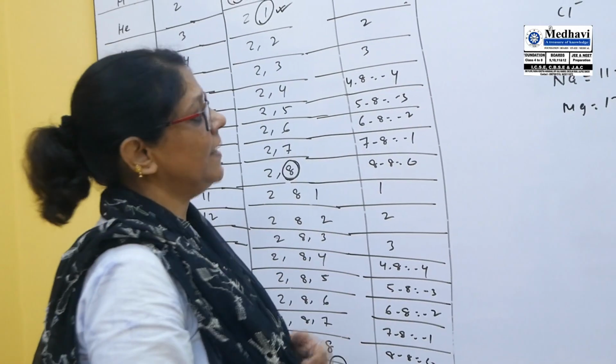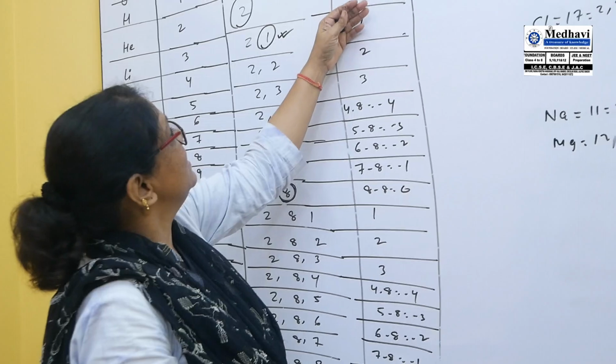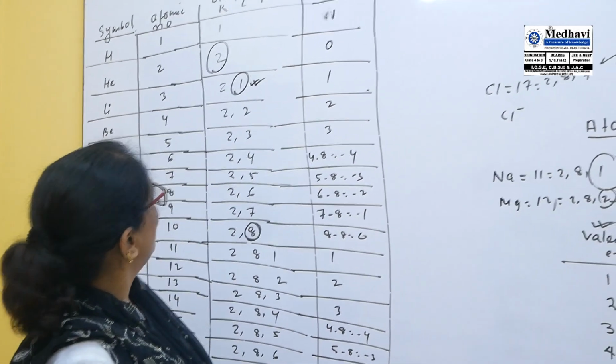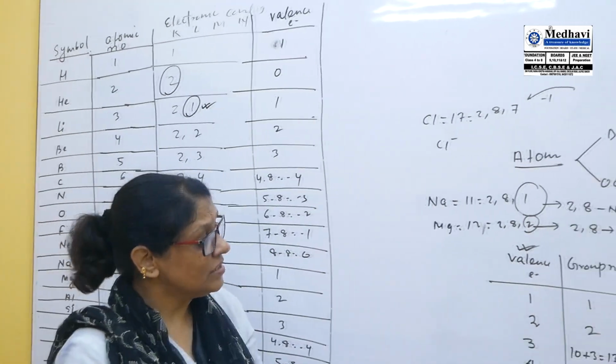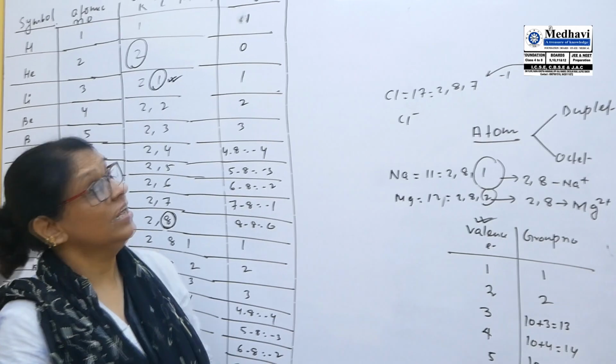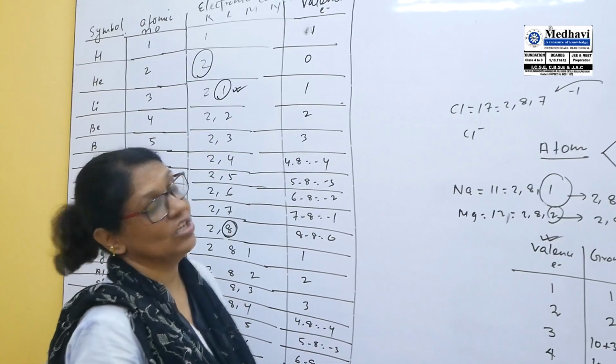So these are the concepts through which we can write valency. So valency depends upon valence electron. Once we have an idea of valence electron, we can make valency also.